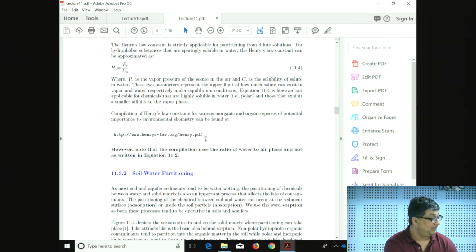Okay? You can also look at henryslaw.org. Only thing is they give you the ratio of water to the air phase. So they give what's called the Ostwald's law, because this was compiled by chemical engineers, and they usually use that notation. Cool.